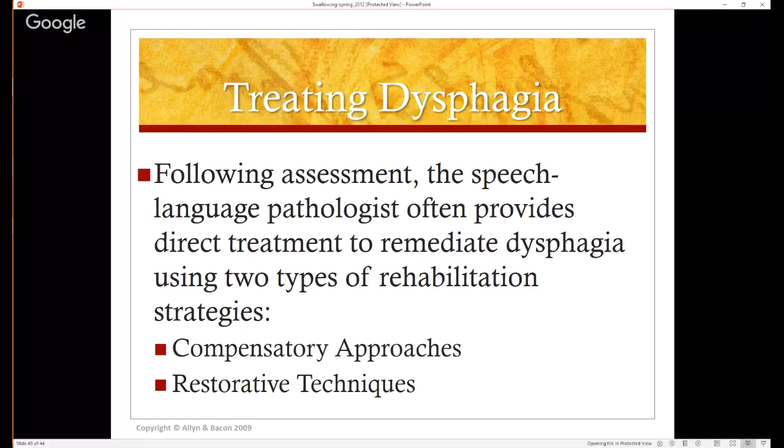Postural techniques will be used. A position in which the individual touches the chin to the front of the neck while swallowing is helpful for reducing aspiration of thin liquids. Restorative techniques are intended to improve or restore swallow function. Examples might be some oral and pharyngeal exercises and biofeedback.